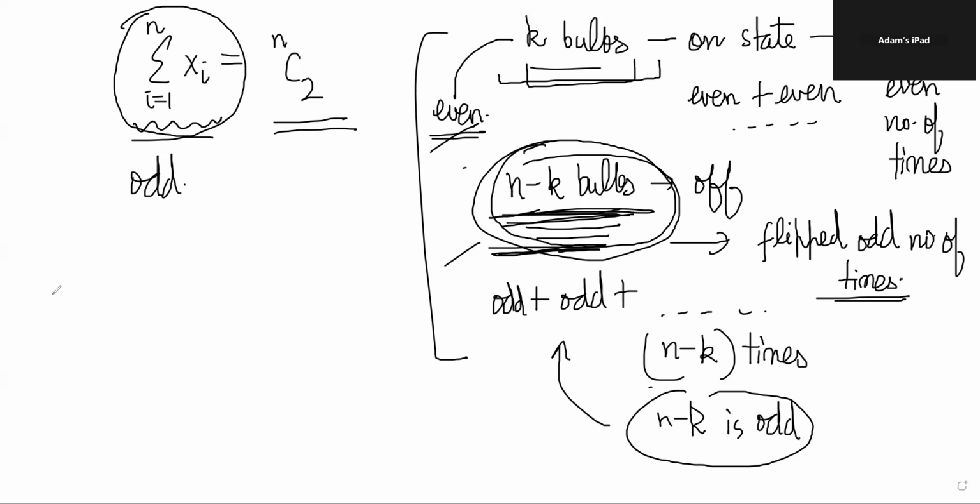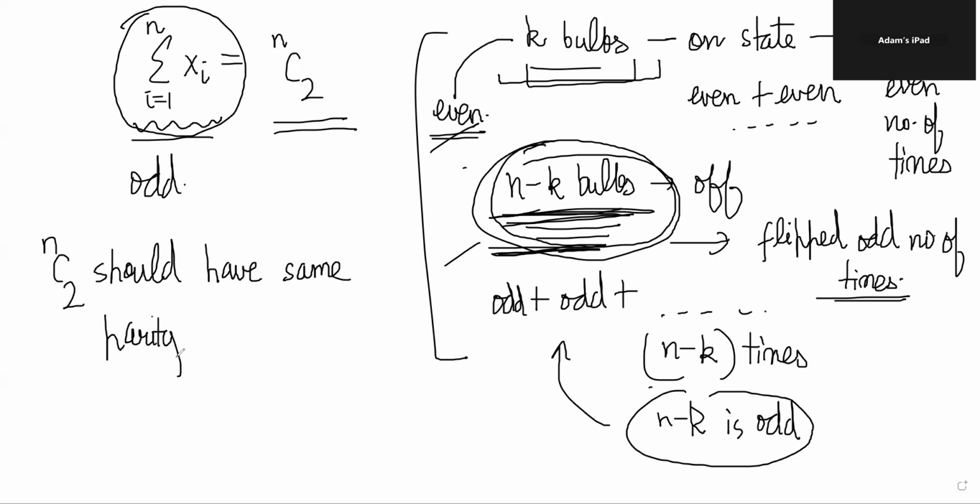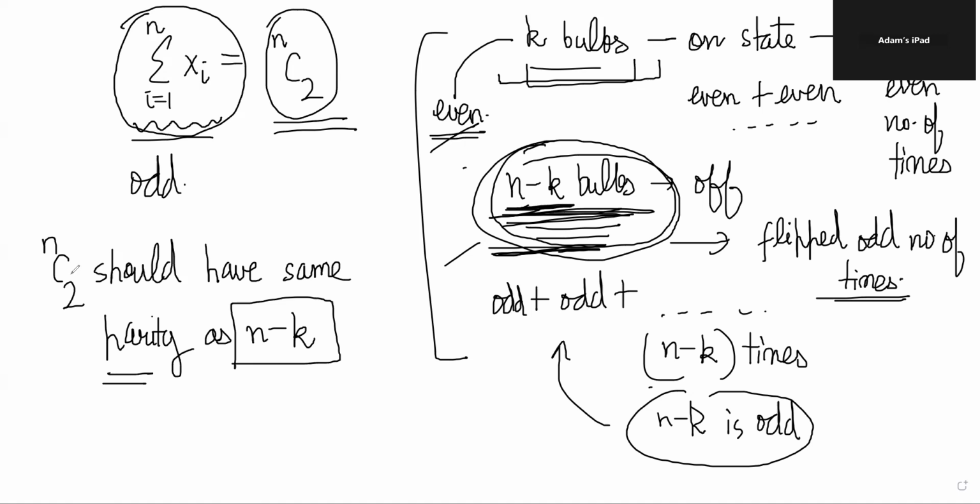So what we can conclude from this is that the total number of flips, which was equal to NC2, should have the same parity as N minus K. Do you understand what I'm saying? When I say parity, what I mean is even or odd. Whatever is the nature of N minus K, even or odd, that will be the nature of NC2 also.